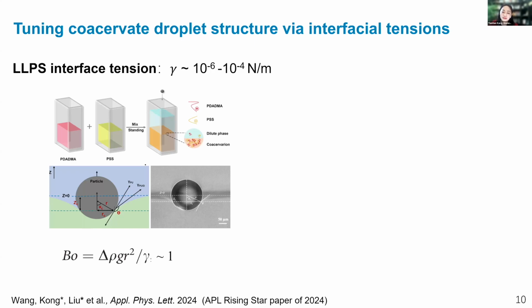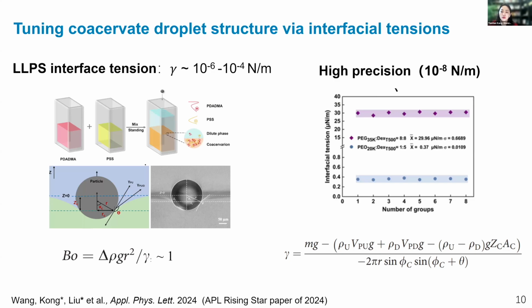We in the lab developed a very simple technique, we call it the particle levitation technique, in which we hang a suitable particle at the soft liquid-liquid interface. By comparing the gravitational force pulling the particle downward with the interfacial tension holding it in place, we can accurately quantify these tensions. Here we can measure down to the 10 to the minus 8 Newton per meter scale. This information is vital because interfacial tension directly influences the internal organization of the droplet.